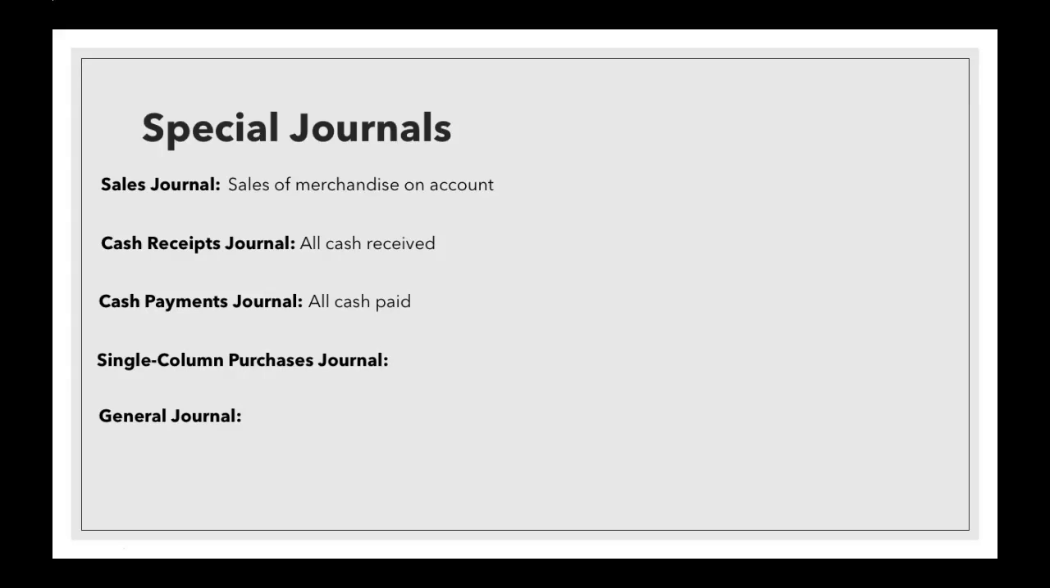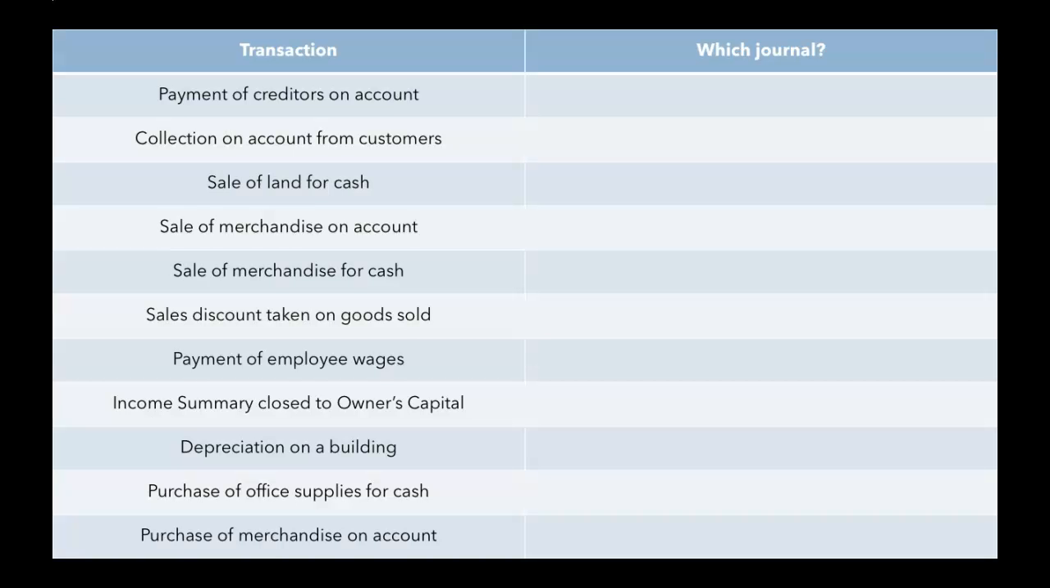The single column purchases journal is going to be any purchases of merchandise on account. And once again, not just any purchases on account, it must be purchases of merchandise on account. And then your general journal is going to be the spot where you put your adjusting entries, closing entries, and correcting entries.